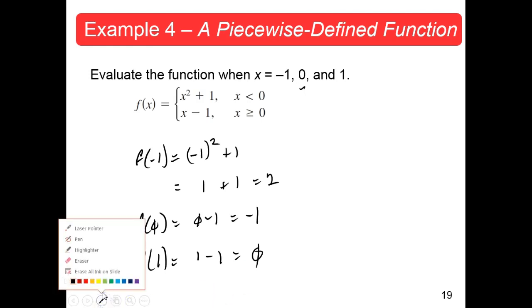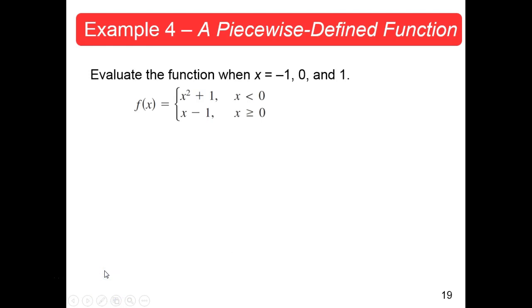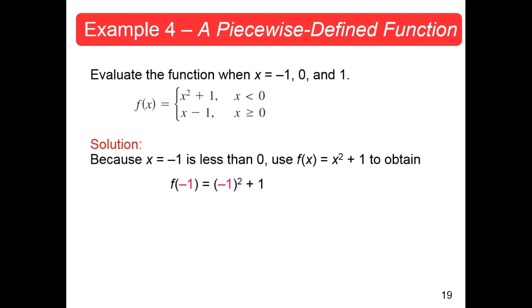All right, okay for me to erase? Okay. Let's see how they do it. Because x equals -1 is less than 0, you're in the top part. So you use f of x equals x squared plus 1. And you would obtain f of -1 would be (-1) squared plus 1, which of course is 2.